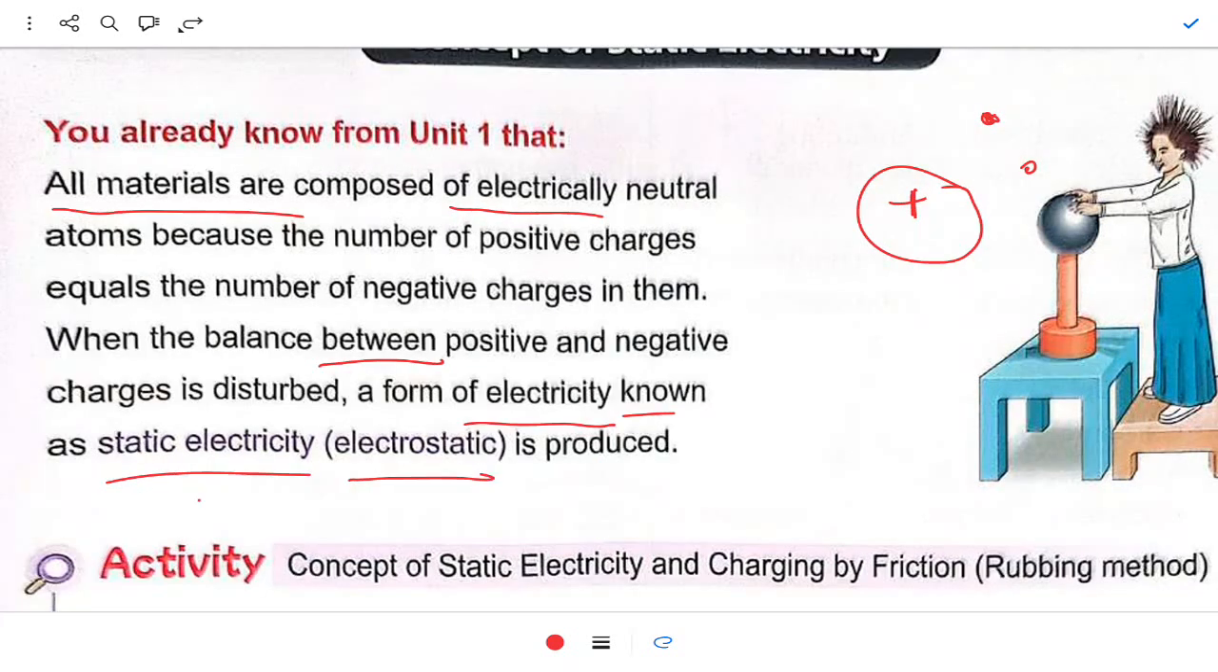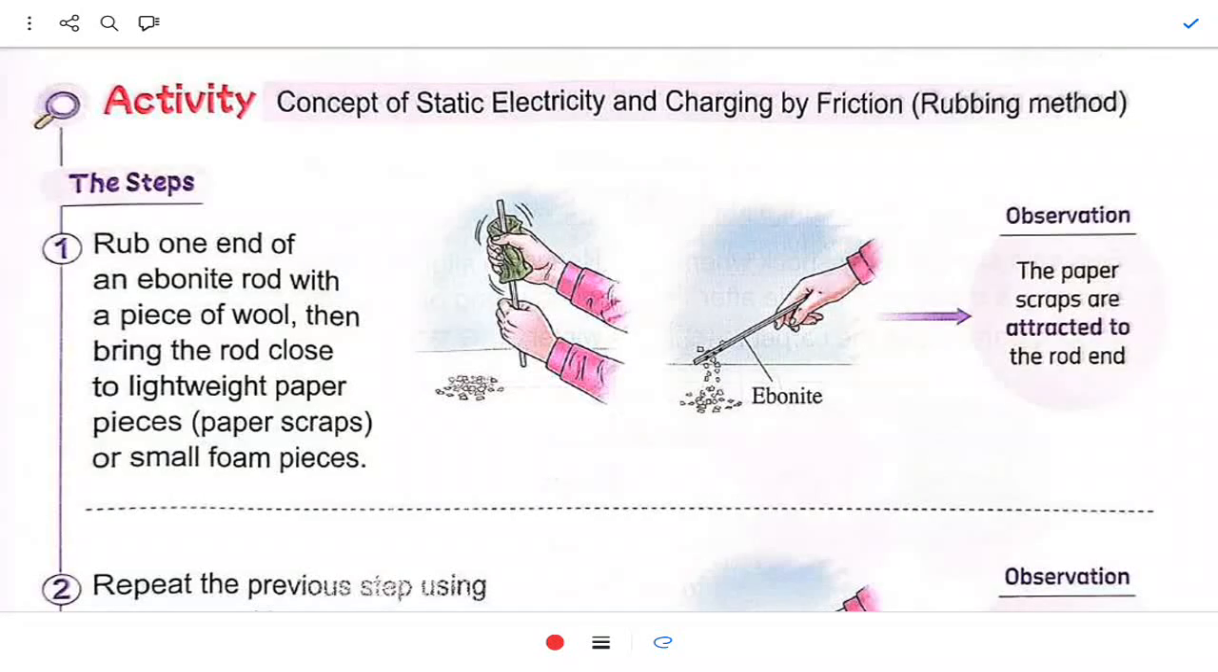You know electricity, but maybe you don't know static. Static is like an object in a constant state. It doesn't move. Static electricity doesn't move. Now let's play a game together.